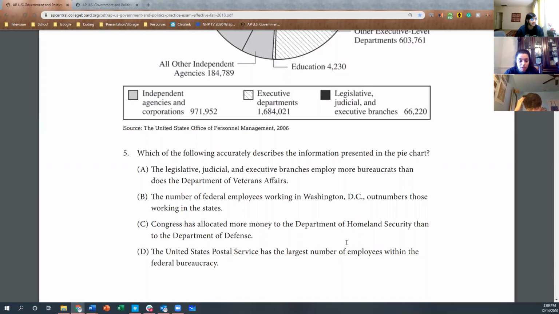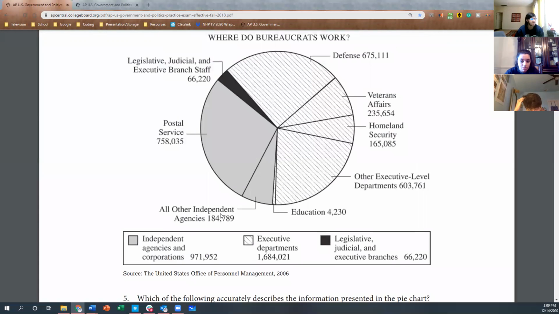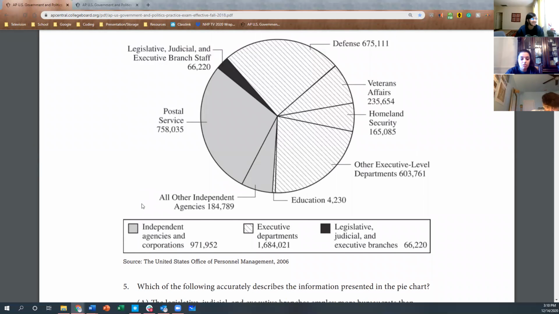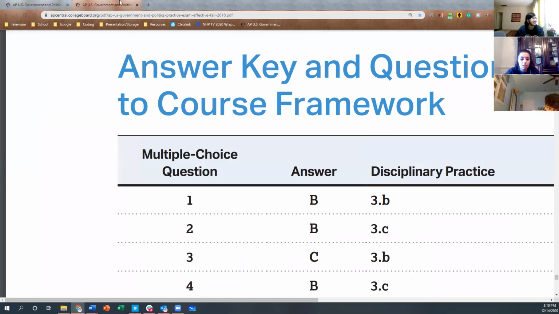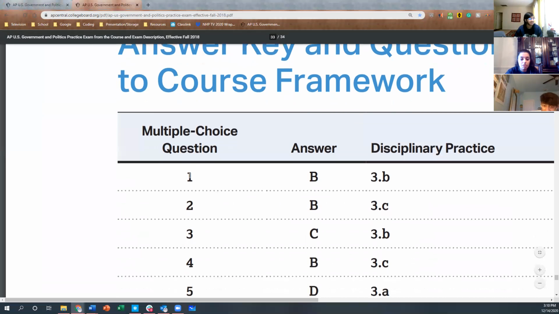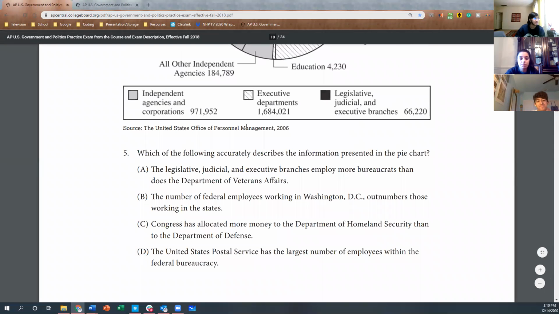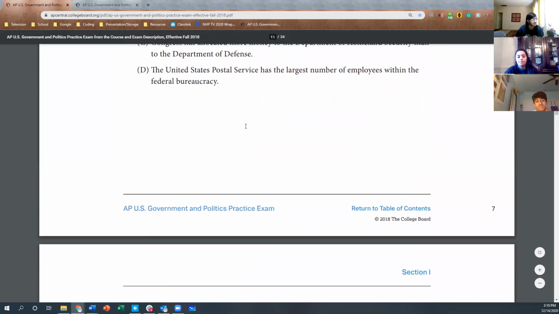US PS has the largest number of employees. Has that to be true? D, then, I think. Yes. I did not know that. That's kind of crazy. D, that's the mail. Yep. Sometimes we don't realize how large of an operation the mail is.